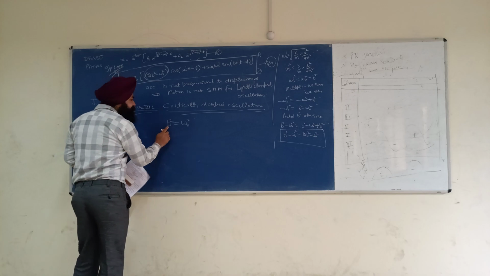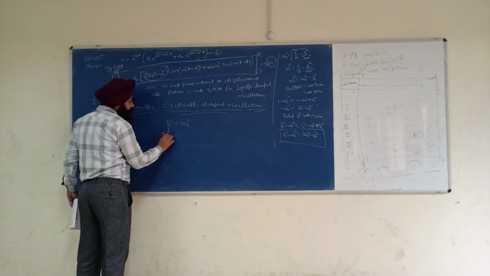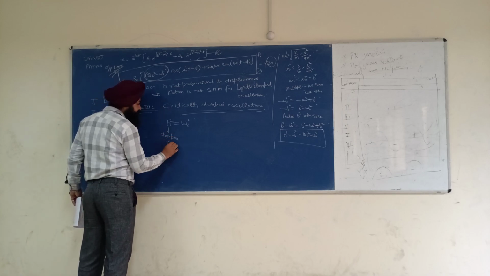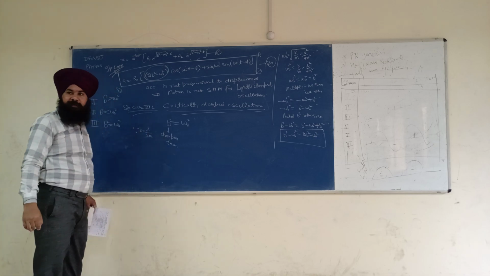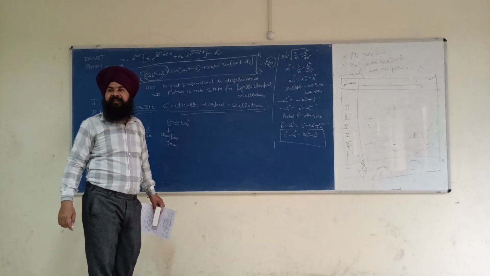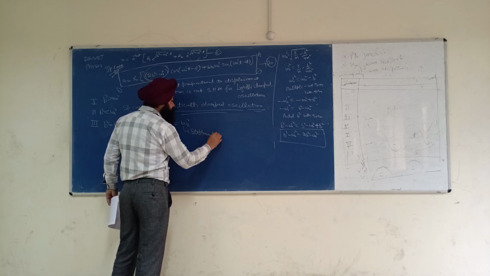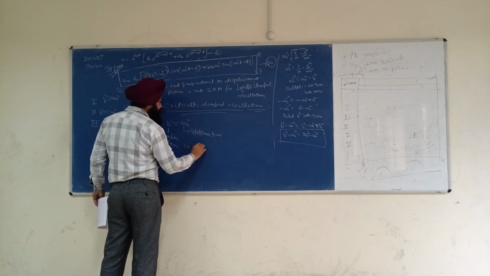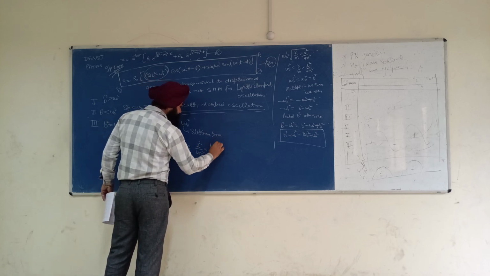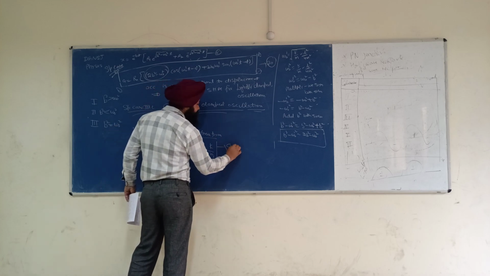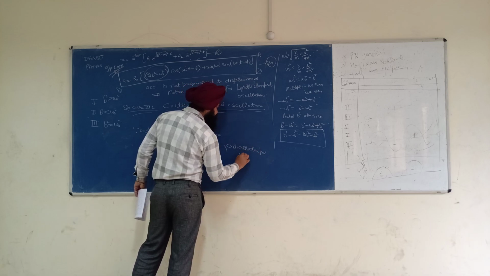What is this b square? This is called a damping term, because b is equal to r by 2m. And what is this omega naught square? This is called a stiffness term, that is r square by 4m square is equal to k by m. This is called the critical damping. Critically damped oscillations.